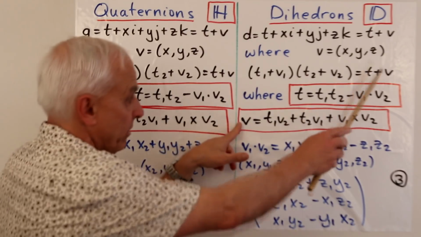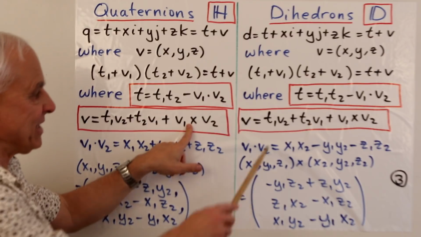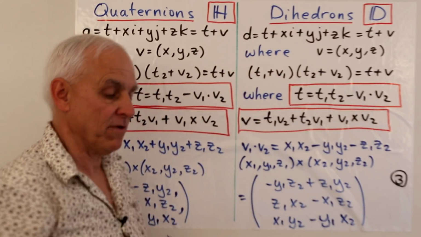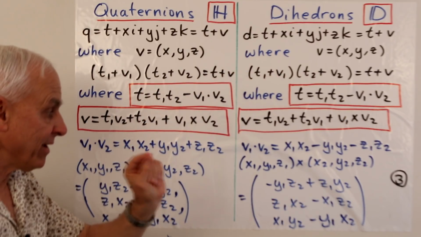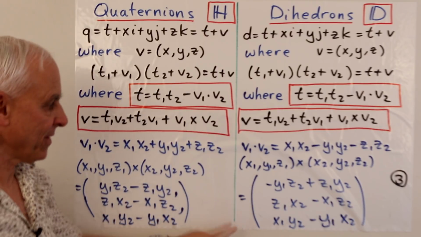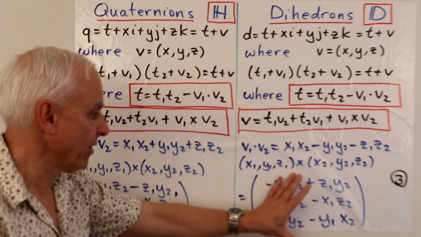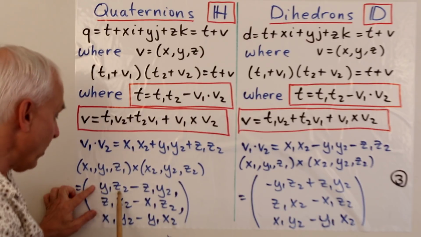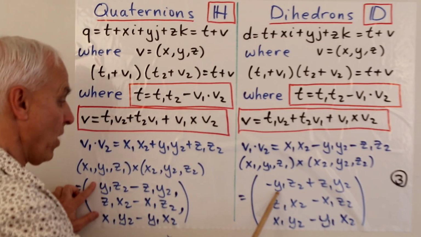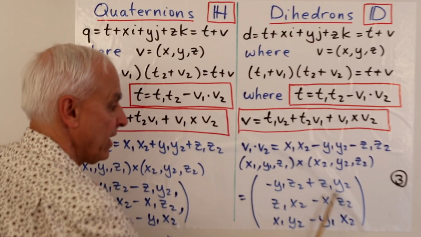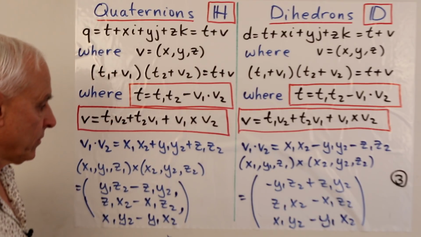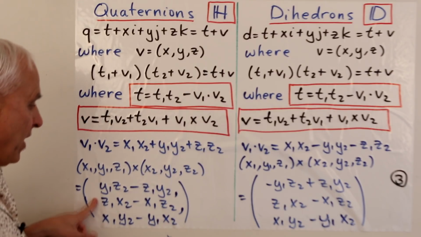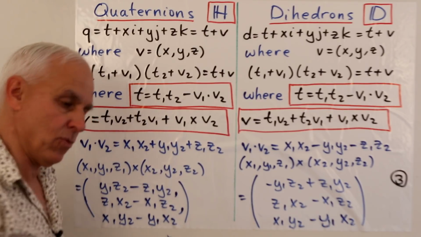And what about the v part? Well, that's exactly the same as we had there. Okay? t1 v2 plus t2 v1 plus the cross product of v1 and v2. But that crucially is also a little bit different. Here is the dihedral vector product, and you can compare it to here. What's the difference? Well, instead of having y1 z2 minus z1 y2, we have minus y1 z2 plus z1 y2. So we are taking the negative of this first thing. What about the second one? The second one is the same as it was in the Euclidean case. And the third one is the same as it was in the Euclidean case.